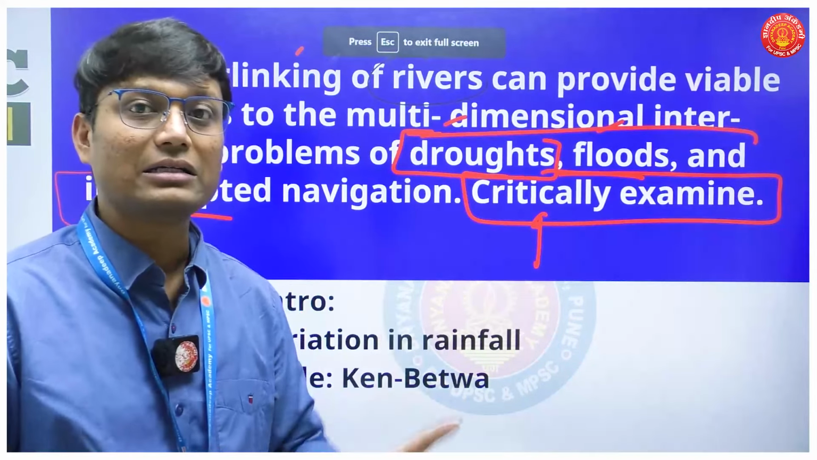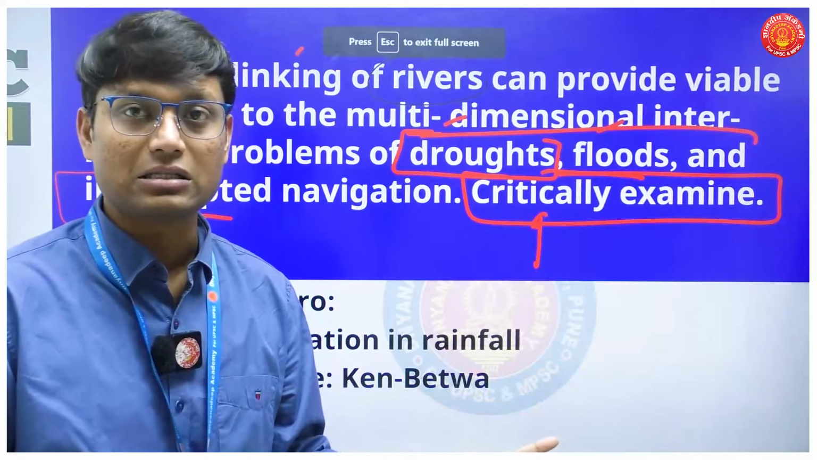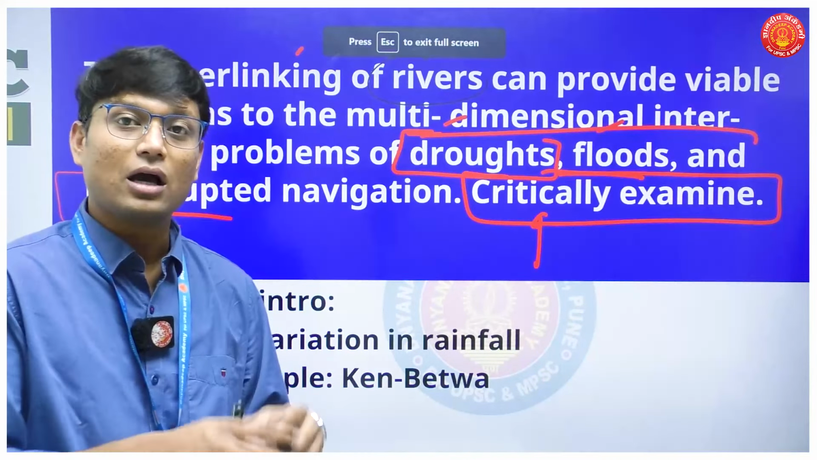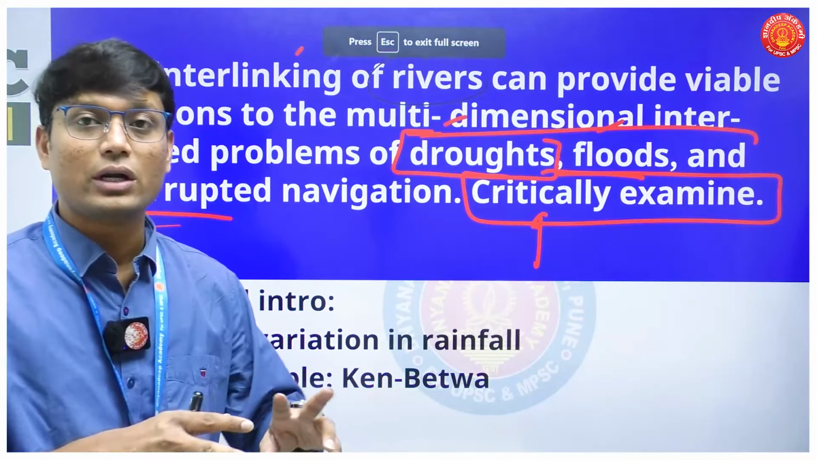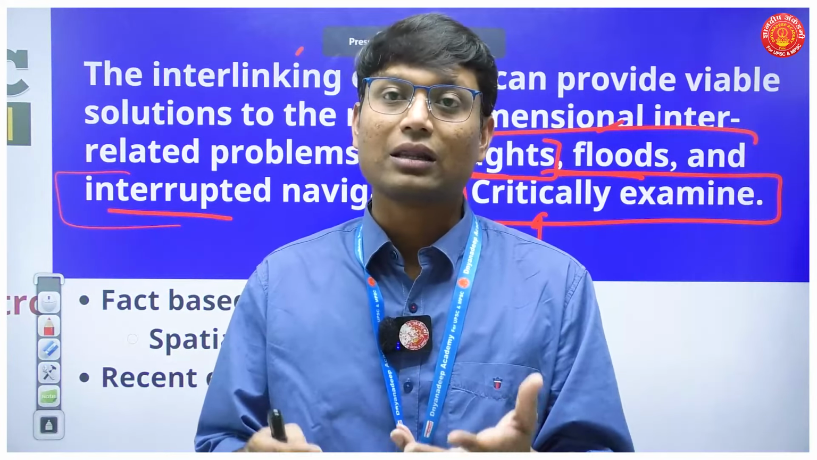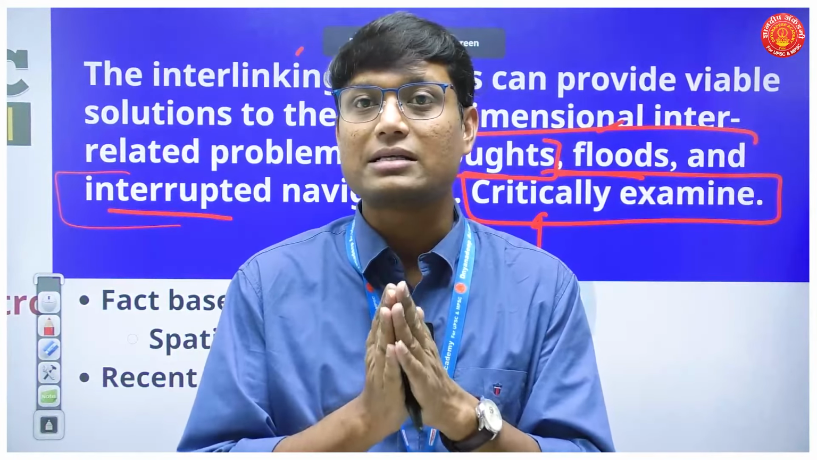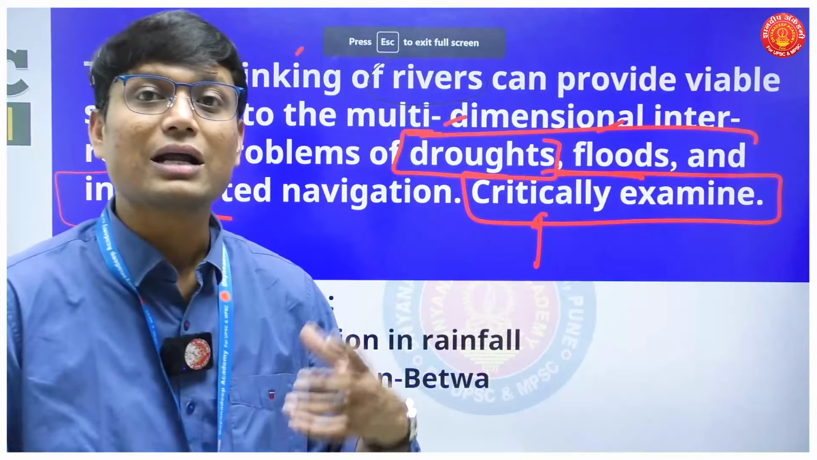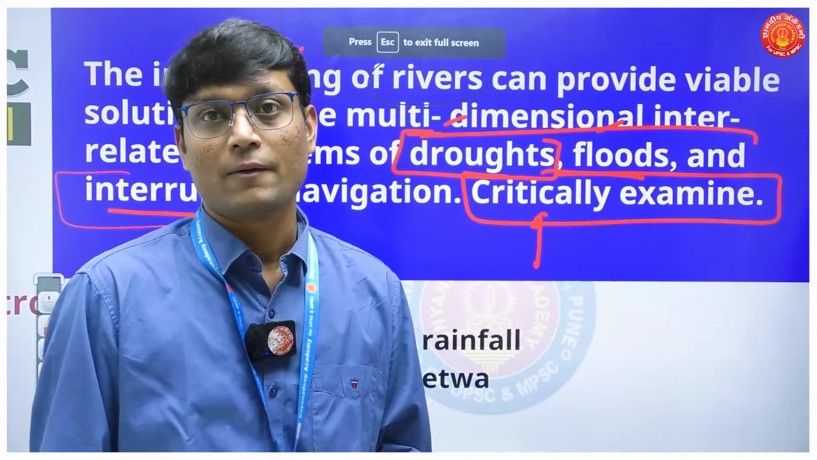You cannot write a lopsided or one-sided answer. If you just end up writing how river interlinking is good and what all problems are going to get solved as a result of river interlinking, then you are going to score less in this question because you have not addressed the other part of the question.